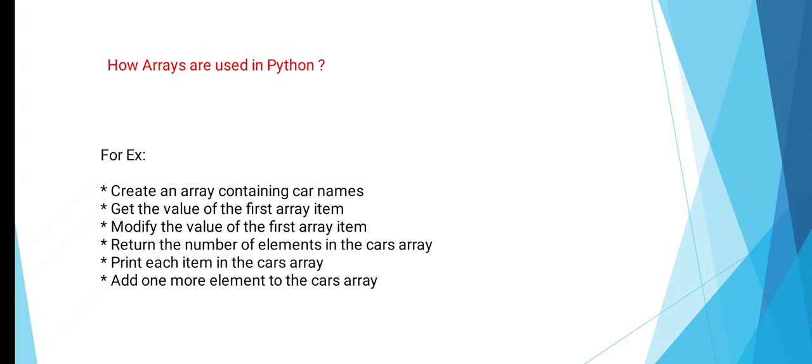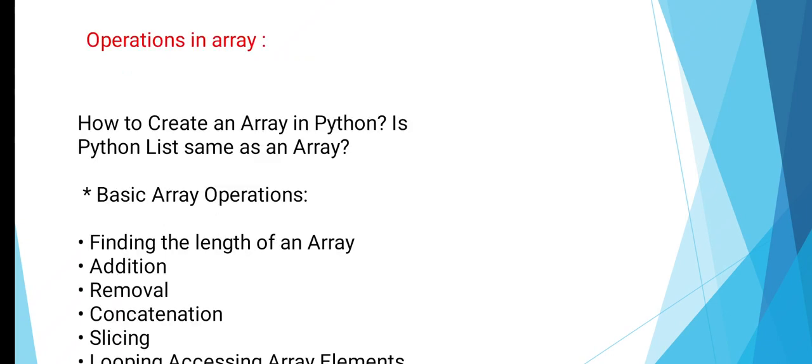So the above are the ways how arrays are used in Python. Using these ways we have to perform some basic operations in the Python programming language, so we have to know about that. Operations in array: basically how to create an array in Python. There are some basic array operations like finding the length of an array, addition, removal, concatenation, slicing, looping, and accessing array elements. So let us know about them.